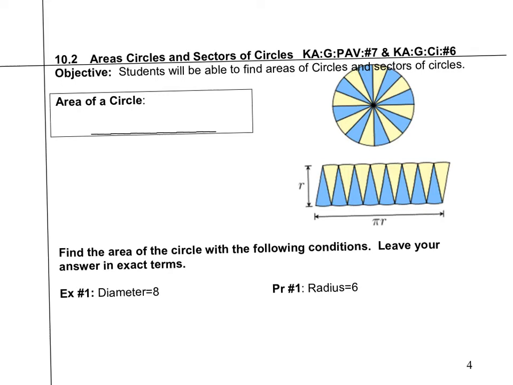All right, 10.2, the area of circles and sectors of circles. So let's talk about this. First of all, the area of a circle. This is a formula you're probably familiar with. It's simply pi r squared. But let's talk about where that comes from.